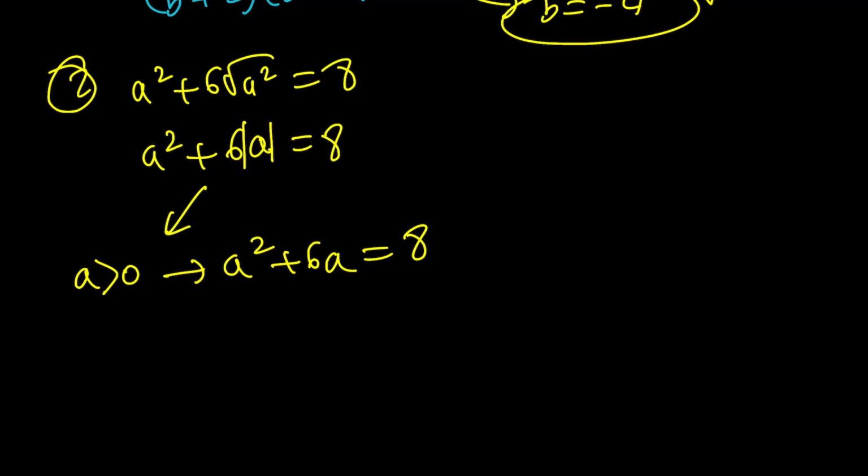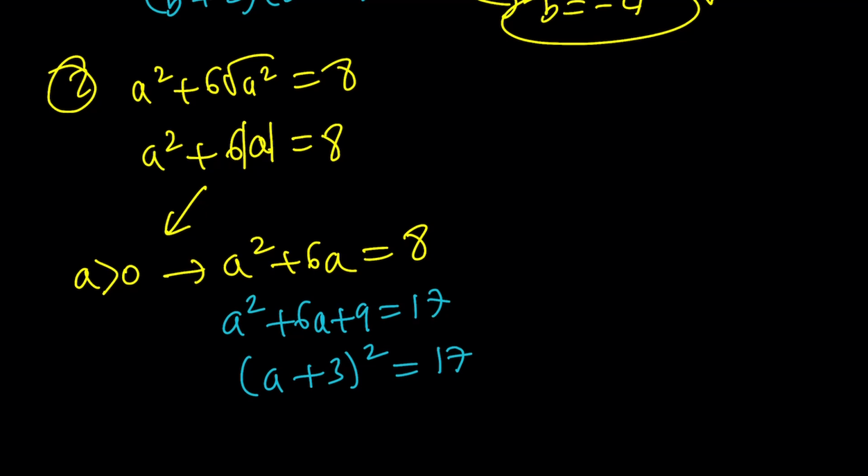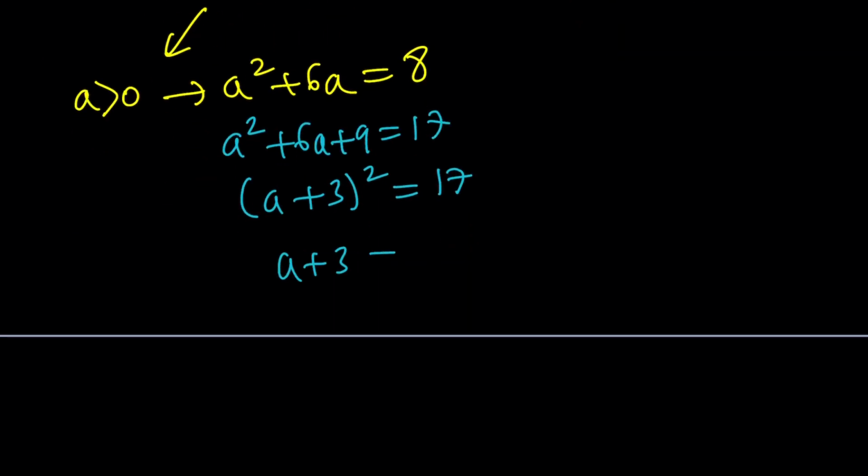You're going to realize when you complete the square here, you can also use the quadratic formula, but I like completing the square, so add half of 6 squared, which is 9, to both sides. You get a plus 3 squared equals 17. And then by square rooting both sides, you're going to get plus minus square root of 17. And subtract 3, you're going to get the answer as follows.